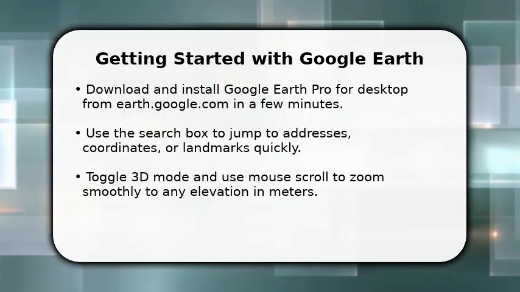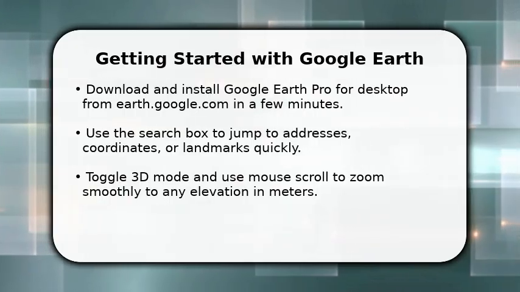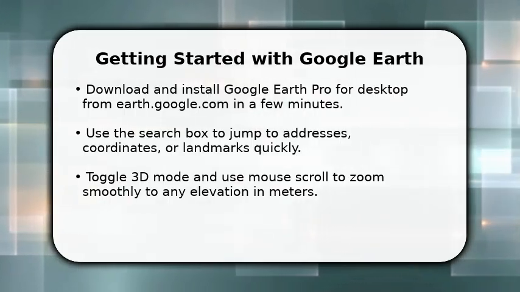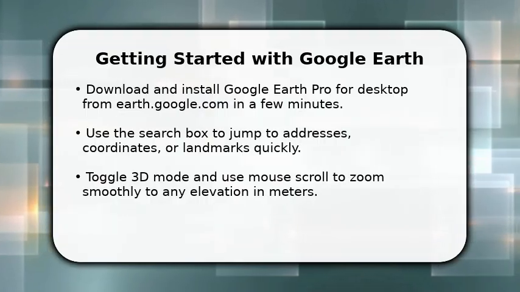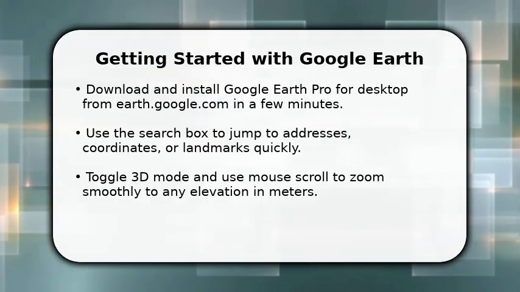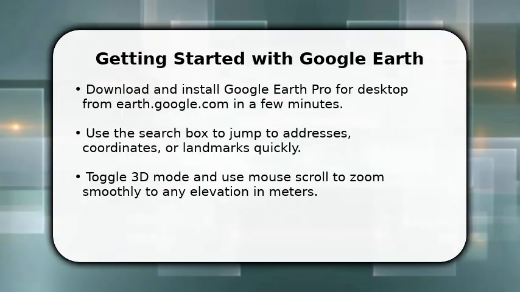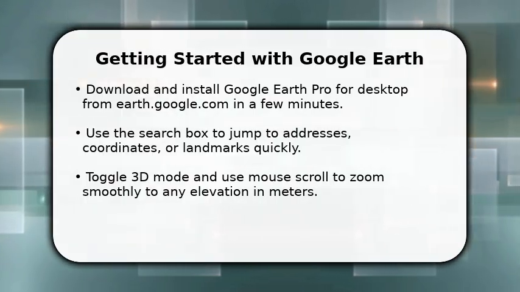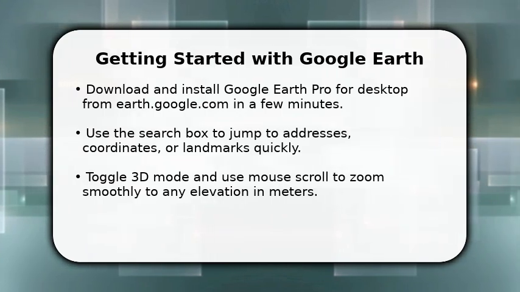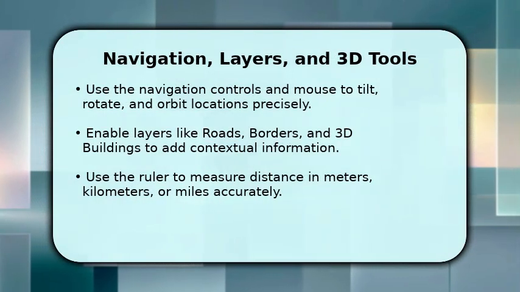Press the mouse scroll wheel to zoom and hold the right mouse button to pan. Toggle 3D mode in the lower right corner to view buildings and terrain. Measurements display in meters or miles depending on your settings. Use the on-screen navigation controls and your mouse to tilt, rotate, and orbit locations precisely.